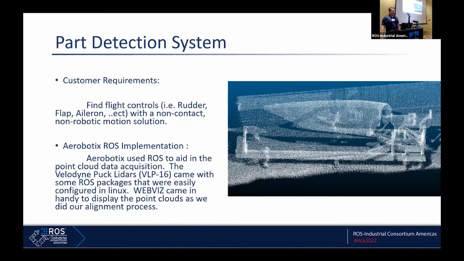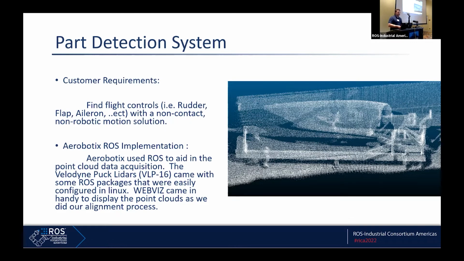The second example we have is a part detection system. So with this, the customer requirements were, we're going to take some flight controls, we're going to roll them into a booth, and we want you to go ahead and find it with a non-contact, non-robotic motion solution. Normally with robotics, at least for us, in certain situations, the easiest way to detect where a part is, is just touch off on a user frame, and then you understand where that is, ready to go. In this situation, they wanted no robotic motion because they were worried about damaging parts and all the other potential mishaps that could happen from that.